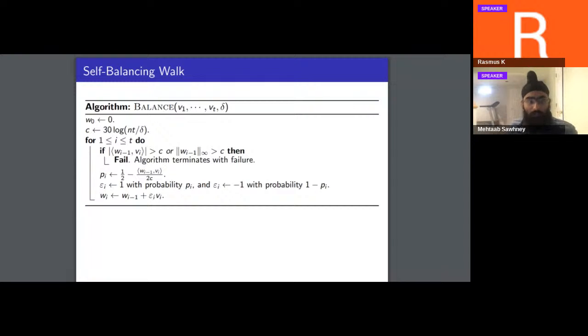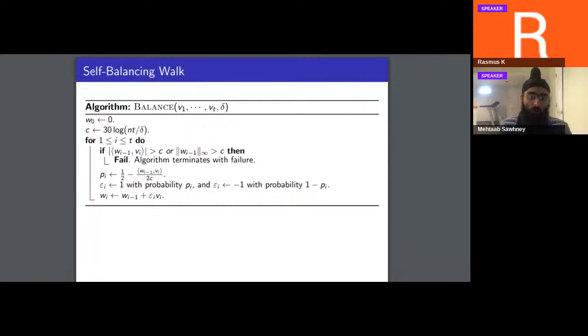So in particular, you start at W0, which is your partial sum. So initially you're starting at the origin. And you pick some cutoff C, which is logarithmic in the two parameters n and t. There's an extra parameter delta. This is just going to control the failure probability. So it's not so important.